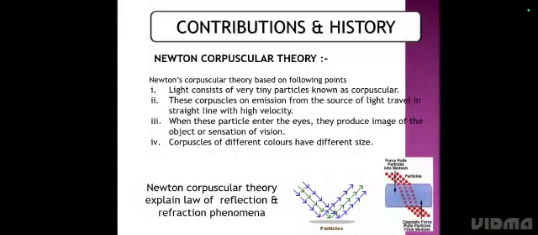Contributions and history. Newton's corpuscular theory. Newton's corpuscular theory is based on the following points. First, light consists of very tiny particles known as corpuscles. These corpuscles, on emission from the source of light, travel in a straight line with a high velocity. When these particles enter the eyes, they produce an image of the object, or the sensation of vision. And finally, the corpuscles of different colors have different sizes.